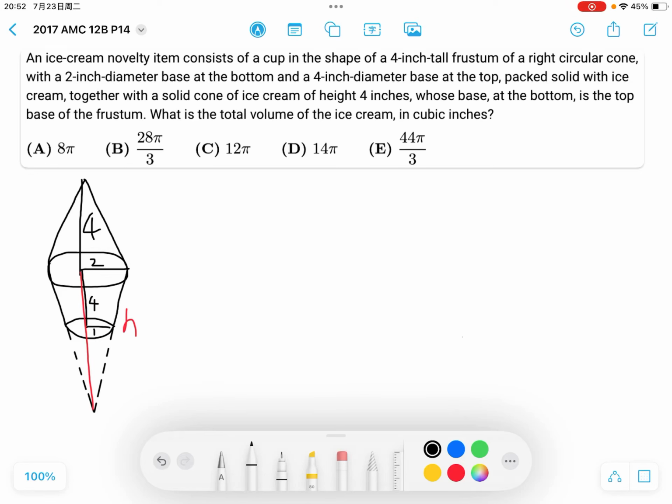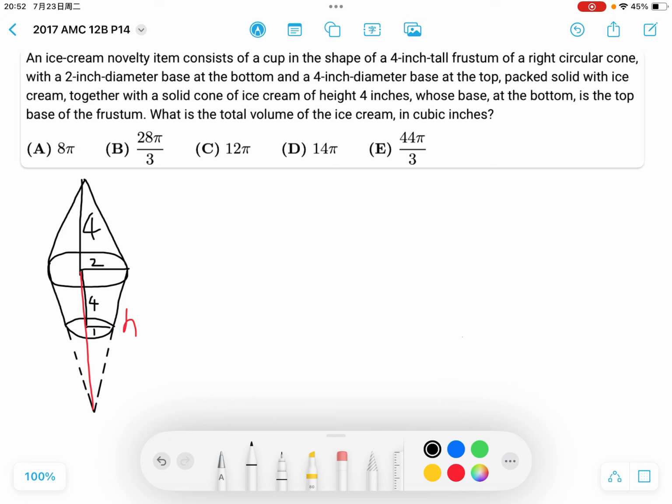Today we're going to look at 2017 AMC 12B problem 14. An ice cream novelty item consists of a cup in the shape of a 4-inch tall frustum of a right circular cone with a 2-inch diameter base at the bottom and a 4-inch diameter base at the top, packed solid with ice cream, together with a solid cone of ice cream of height 4 inches, whose base at the bottom is the top base of the frustum. What is the total volume of the ice cream in cubic inches?